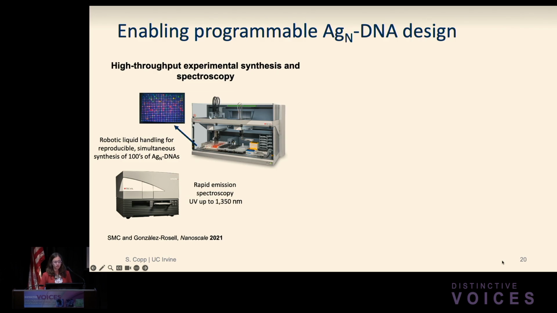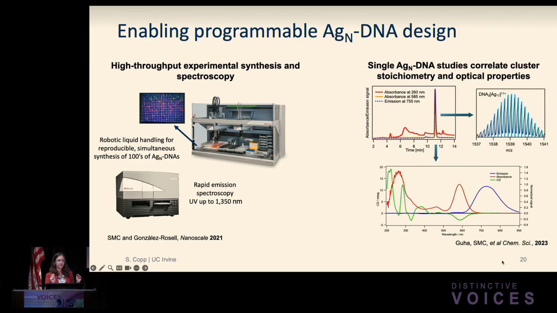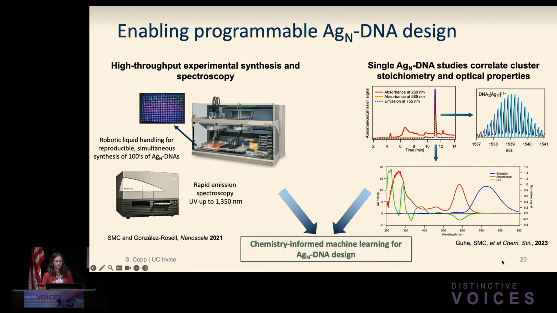We also have the ability for select nanoclusters to really dive into what these are composed of. We can isolate individual atomically precise clusters. We can use mass spectrometry to count up the number of silver atoms and DNA strands. And then we can correlate those to optical properties. And we combine this in order to do what we call chemistry-informed machine learning.